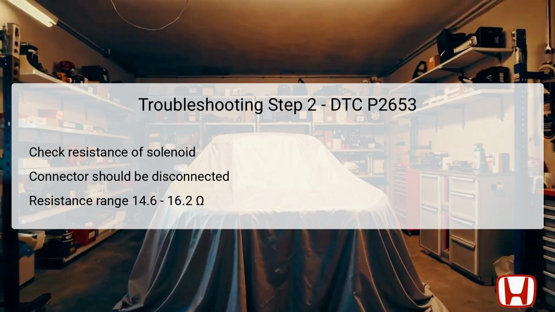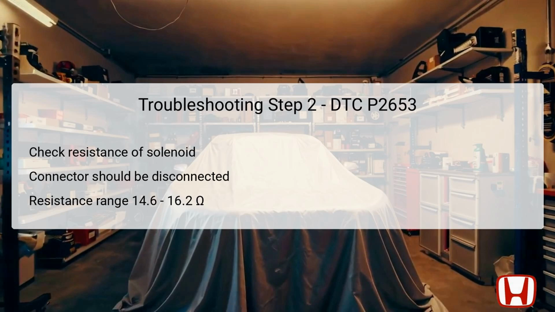In the second troubleshooting step for DTC P2653, you will conduct an internal resistance check of the rocker arm oil control solenoid. First, ensure the vehicle is turned to the off-lock mode for safety. Disconnect the 2P connector from the rocker arm oil control solenoid. With the solenoid disconnected, measure the resistance between the specified test points using a multimeter.